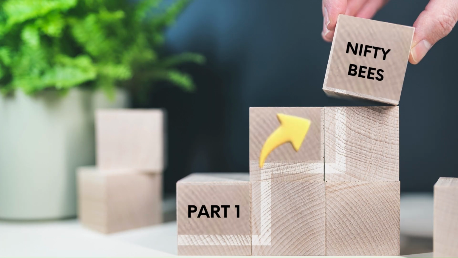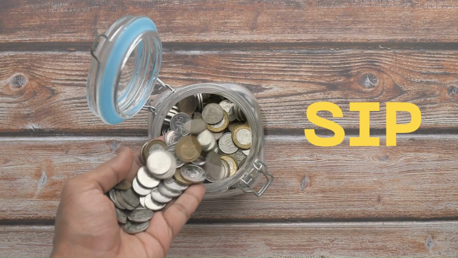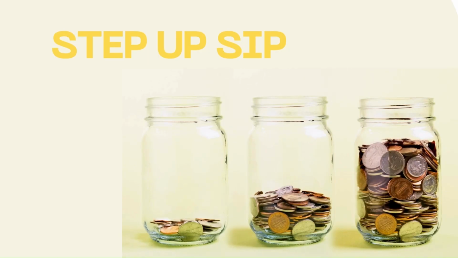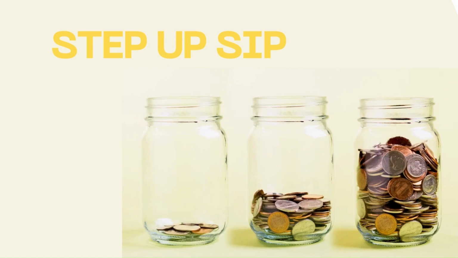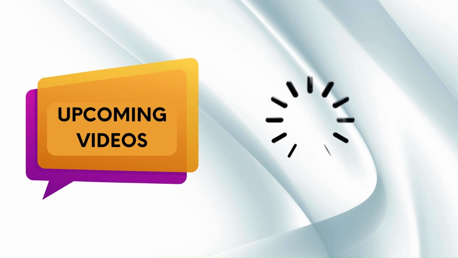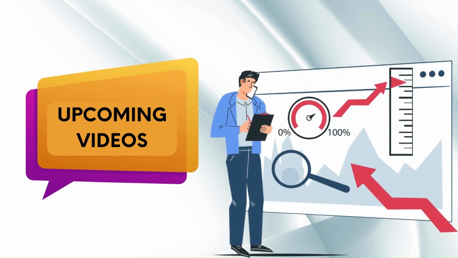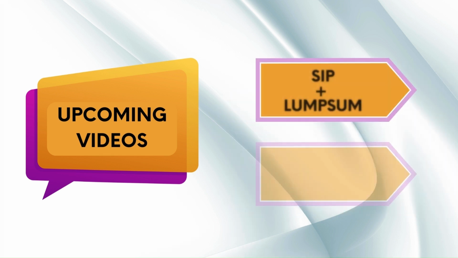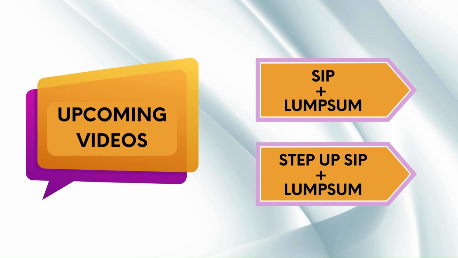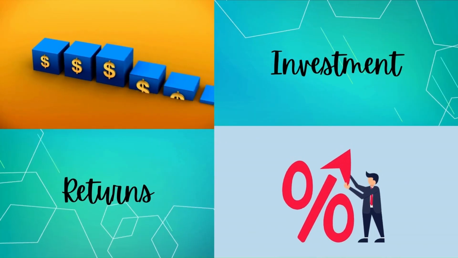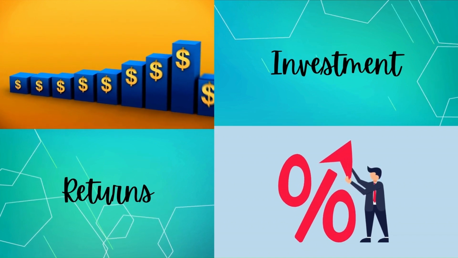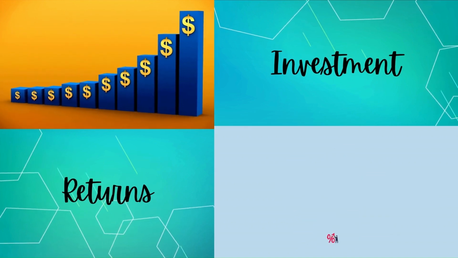Welcome again. This video is part 1 of the Nifty Bees ETF and we will start our analysis on both SIP and step up SIP. This may look pretty basic at this point of time, but please consider this video as a foundation for our upcoming videos. We will eventually bring in some indicators and enhance the SIP and step up SIP approaches into SIP plus lump sum and step up SIP plus lump sum approach respectively. With this, we will see how one can increase both the investment amount and returns as well.